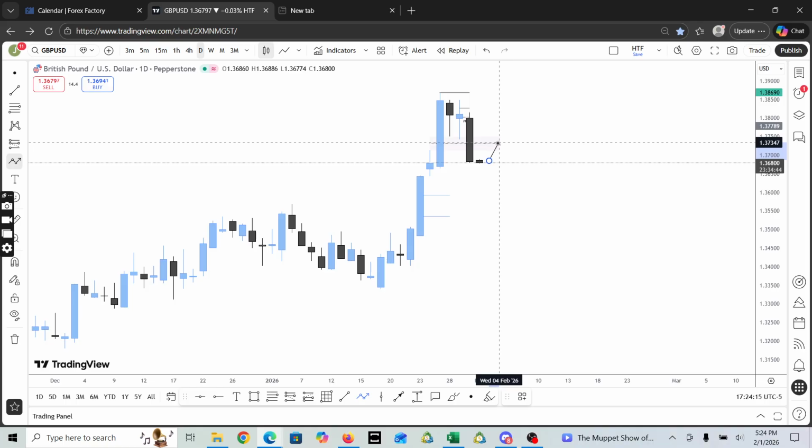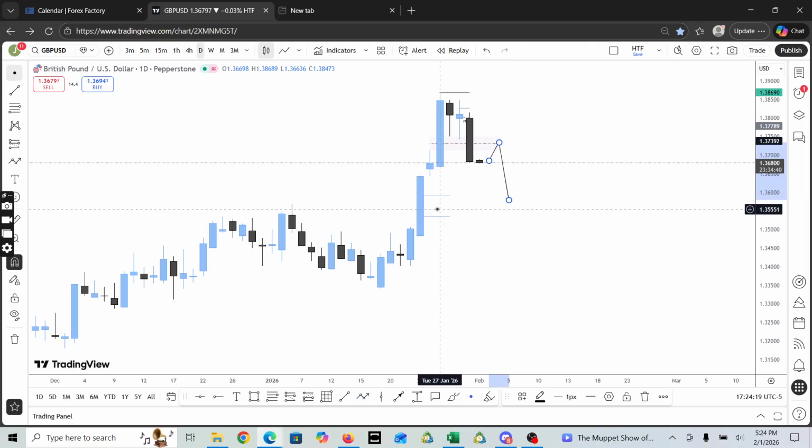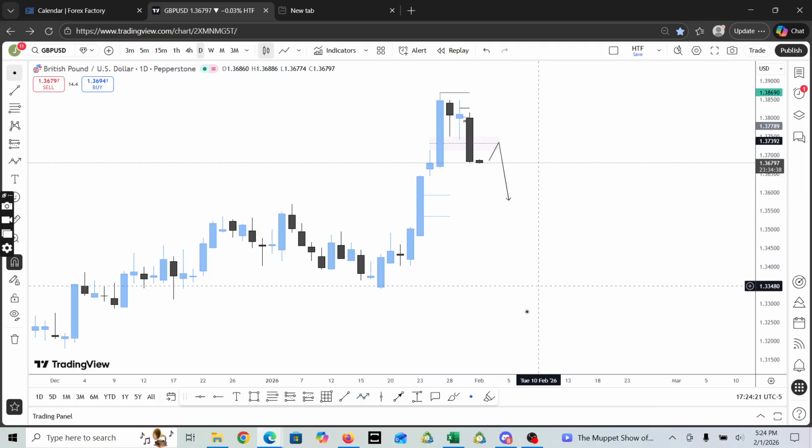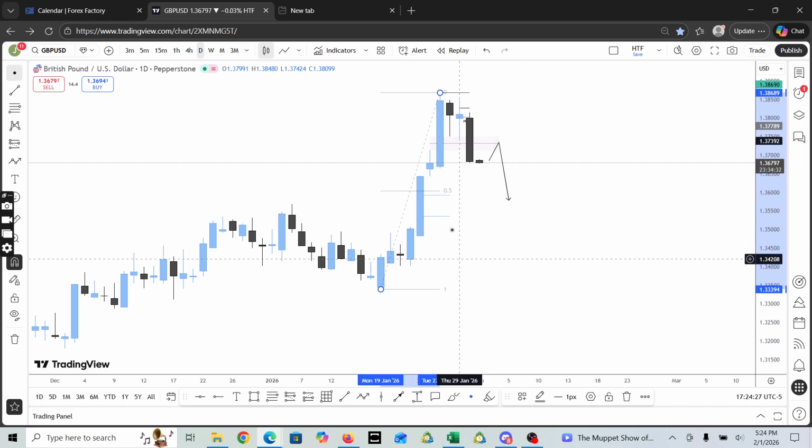So maybe price comes in here and then goes down to this inefficiency level, right? What will be our range? This low to that high, and then the inefficiency level is there, right? This low to this high. So we want to see price trade into it. GU is probably much clearer.